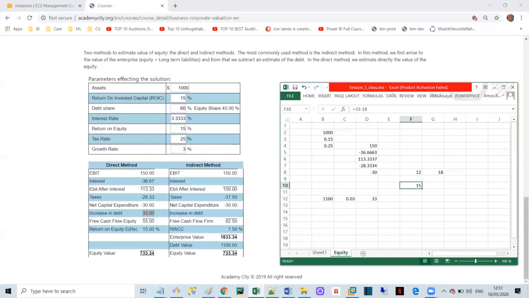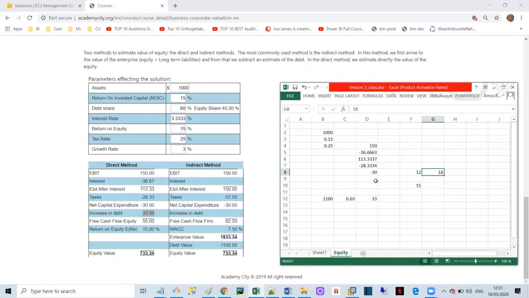3% of the 1,000 gave me the 30. But the truth of the matter is, since the market value is higher than the book value, they have to put 33, not only the 18, which is their share in the 30. So is the 30 assets times growth rate? Correct. The 30 is 3% times the 1,000. That's the amount that the company has to raise in order for the book value to go up by 3%.